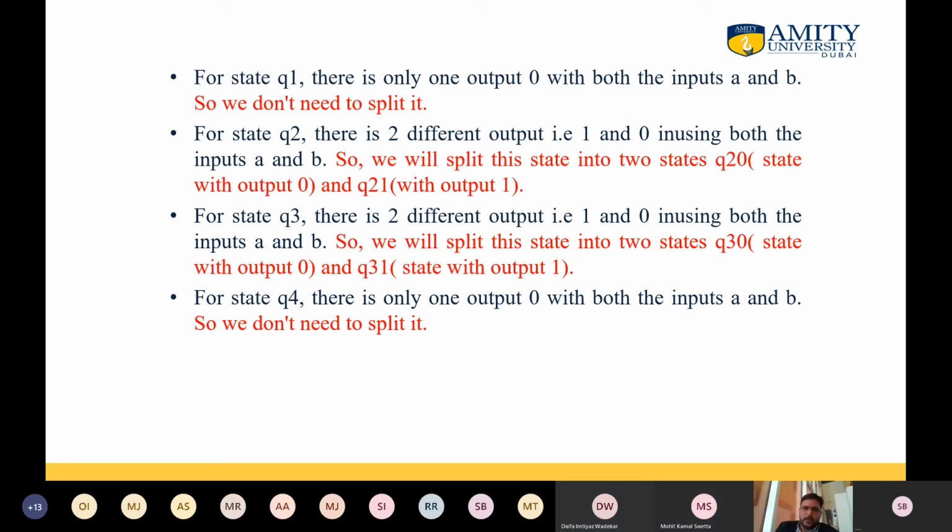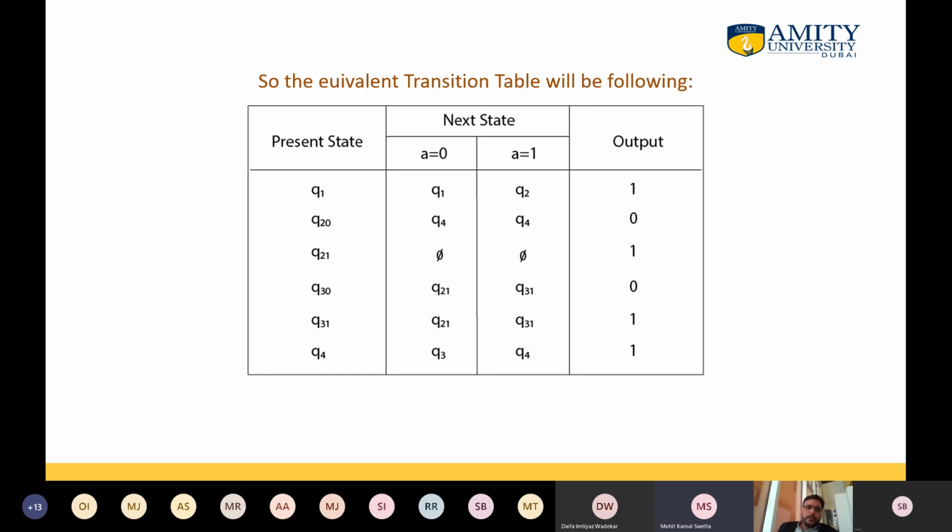Then you will understand what we are doing. Now, you just make the transition table. While making the transition table, how many present states will you be writing now? Just check this. How many present states will you be writing now? 5, 6.